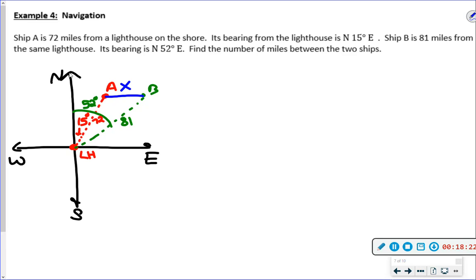Subtract. 52 minus 15 is 37. Or, I can't help myself, the love of geometry. I'm really thinking about angle addition postulate. Yeah, the two angles add up to the big one. Okay, that's fun. I like the looks on your faces.